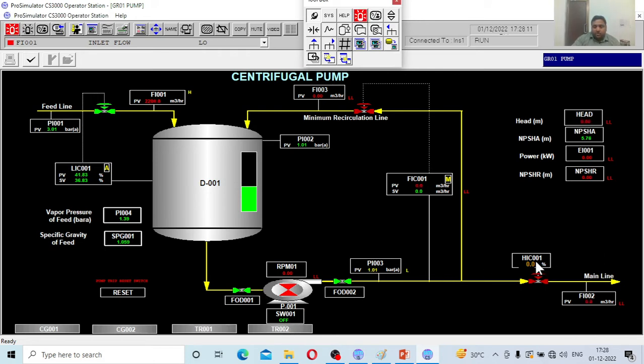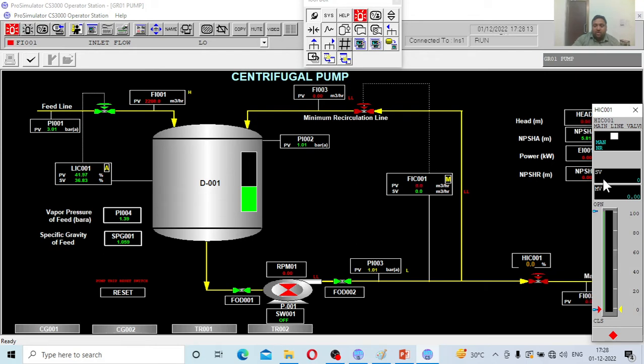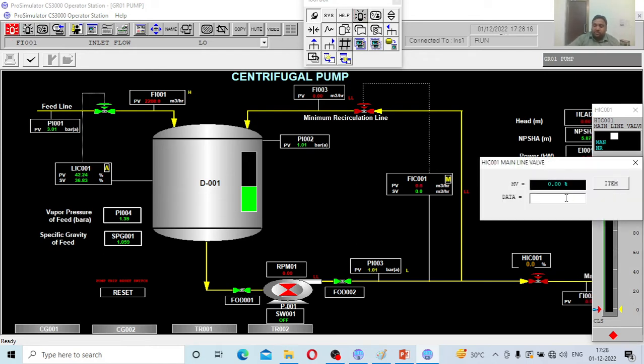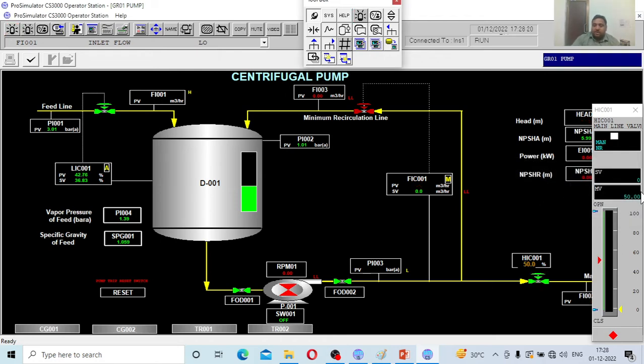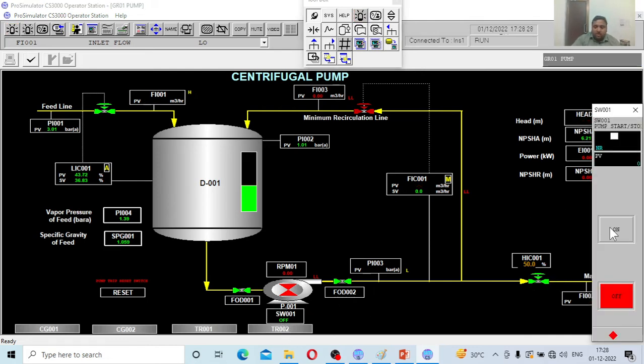Let me check. Before you turn the pump on, you have to open the valve to some extent. Okay, I'll open the valve around maybe 50%. Okay, now I have opened this valve. Okay, now the pump will be on. It goes through the valve. Okay, let me turn the pump on.